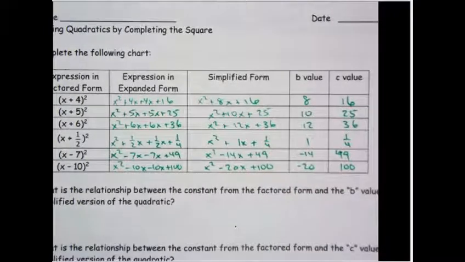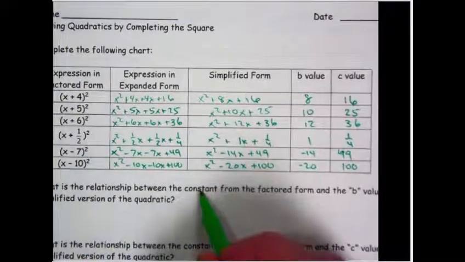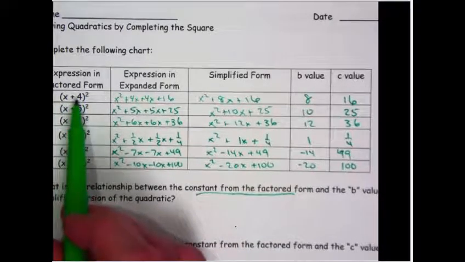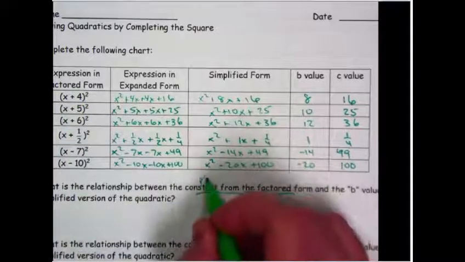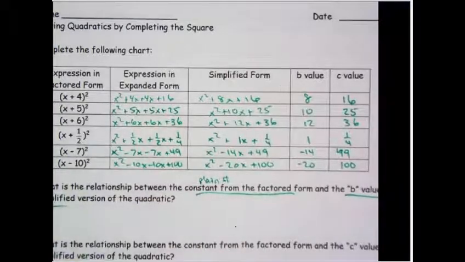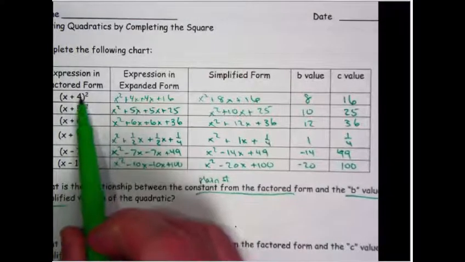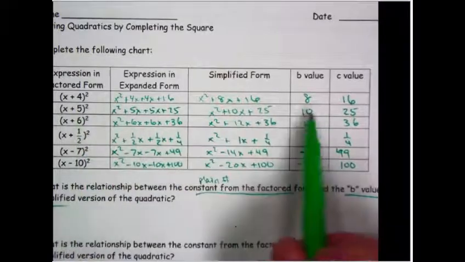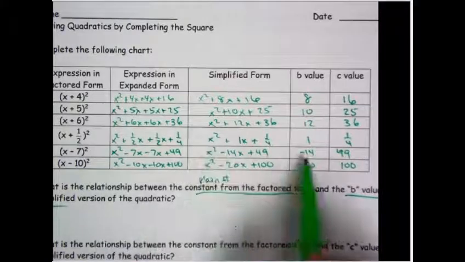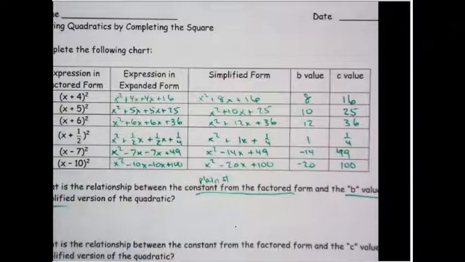So let's see if we notice any of the patterns here. It wants to know what is the relationship between the constant from the factored form. There's the factored form. The constant is just the plain number. So that's the plain number. And the b value in the simplified version. So if you take a look, there's a 4, there's an 8. 5, 10, 6, 12, 1/2, 1, negative 7, negative 14, negative 10, negative 20. And these have actually happened this way every single time we've done it.